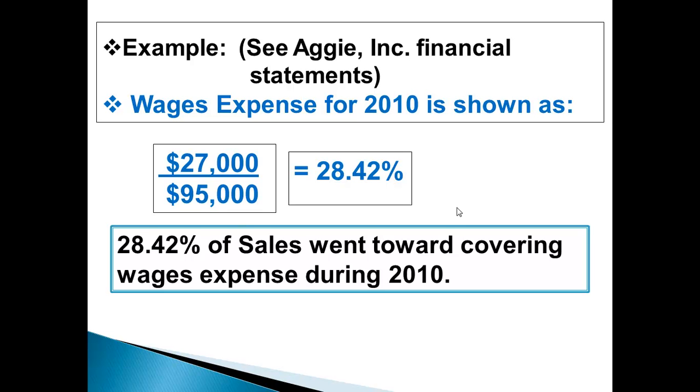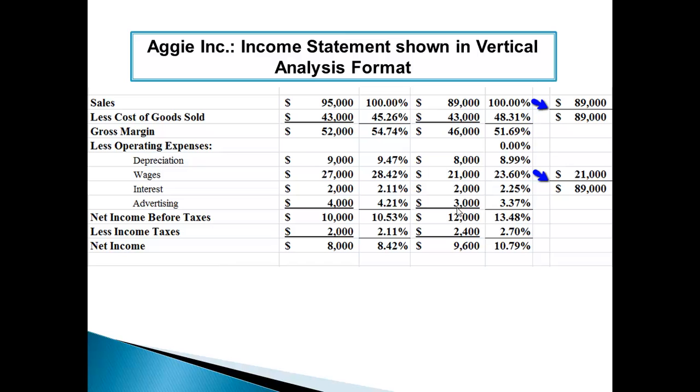Now on the next slide, you will see an example of all of Aggie Inc.'s income statement shown in vertical analysis format. This is also called common size format. So in 2009, sales make up 100% of sales. Cost of goods sold was 48.31% of sales. Depreciation took up 8.99% of sales. Wages 23.6% of sales, and so on.